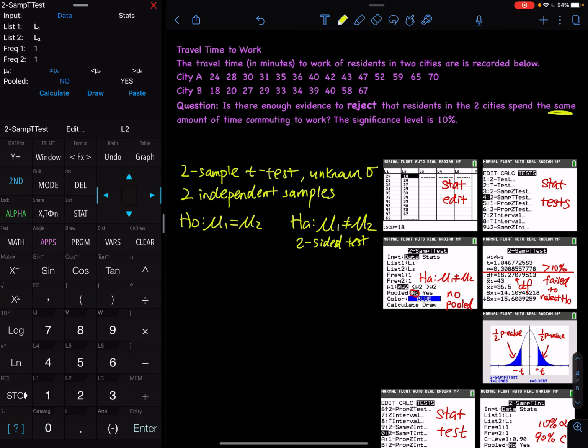All right, so you select a not equal, and then the pooled option is always a no, unless the problem gives you a statement saying that they assume the two population variances are equal. You don't need to know what it is. They just assume that they are equal. Then you select a yes. Usually it's a no. All right, so select a no, and then if you click calculate, you will get all the results. If you click draw, you will get a picture.